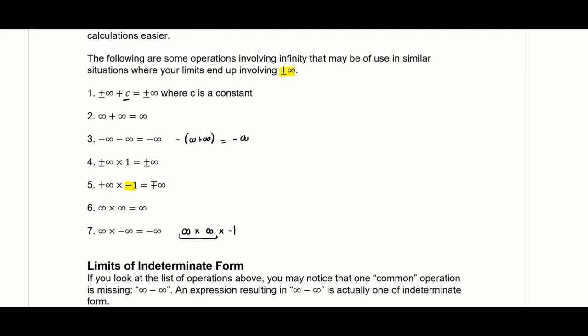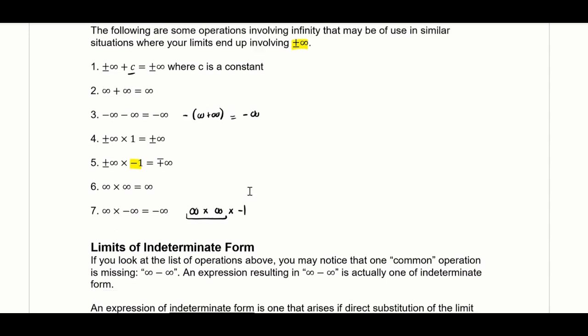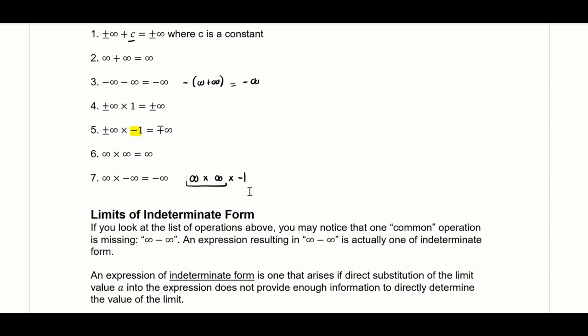So just some things worth keeping in mind, because sometimes you will run into one of these operations, so it's worth noting what the result is. Now, if we take a look at this list, there are some things that are missing, and probably the most visible one is infinity minus infinity. And there's a reason that one's missing. It's actually one of several expressions that we typically call an indeterminate form.